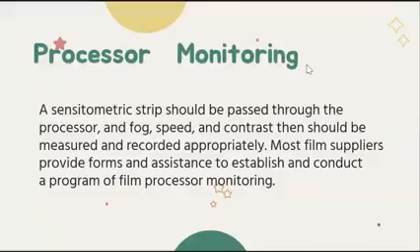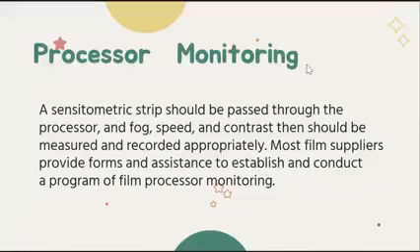So a sensitometric strip should be passed through the processor, and fog, speed, and contrast then should be measured and recorded appropriately. Most film suppliers provide forms and assistance to establish and conduct a program of film processor monitoring. Okay, so through this you can monitor, no, the level of fog, the speed of your film, and of course the contrast that can be produced by the film.